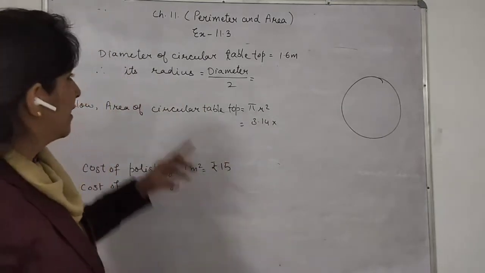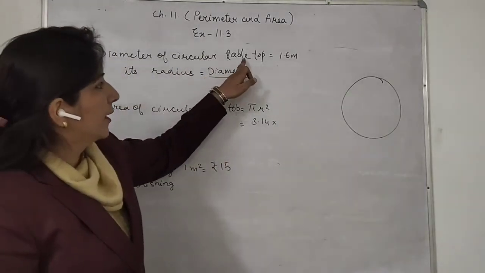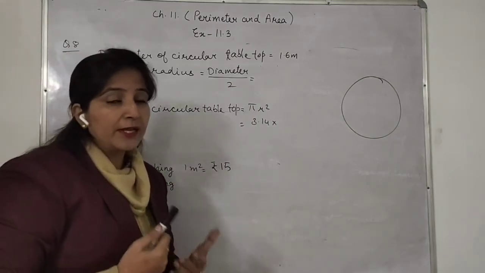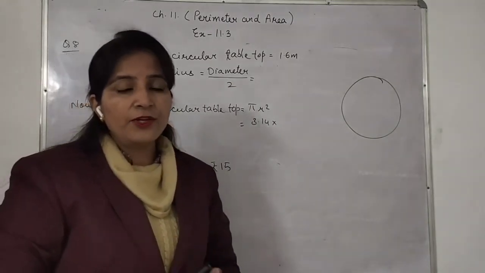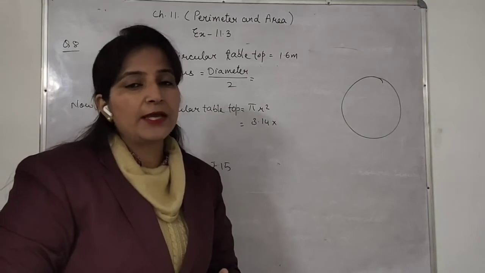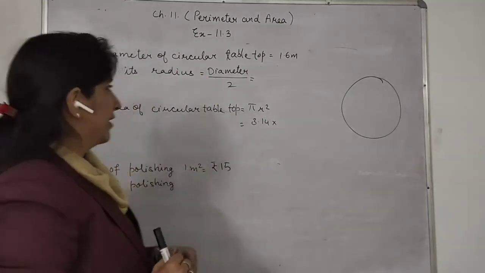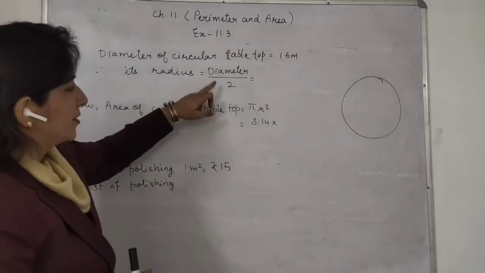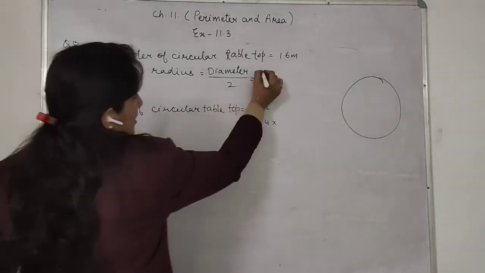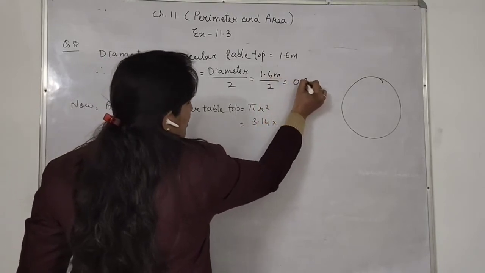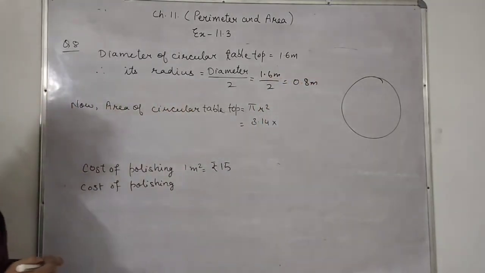The given thing is the diameter of the circular table top, that is 1.6 meter. The diameter is given, but in the area we require the radius because the formula is pi r square. So from the diameter we can calculate the radius. Its radius is diameter divided by 2, that is 1.6 meter divided by 2. So 0.8 meter will be its radius.